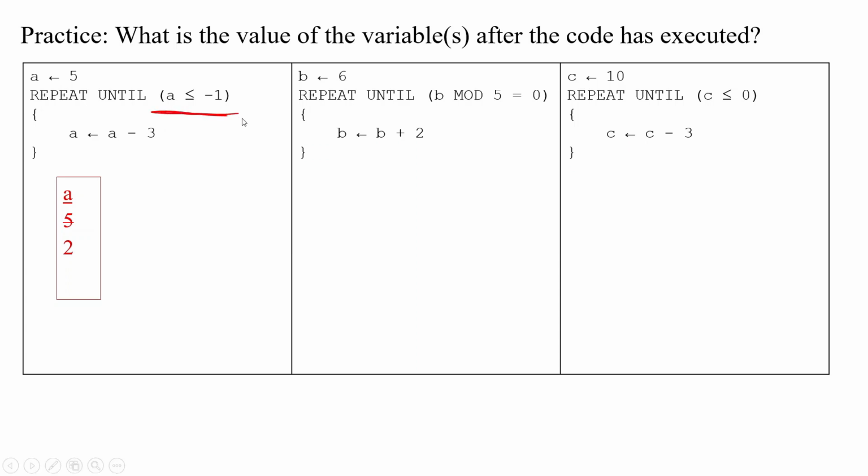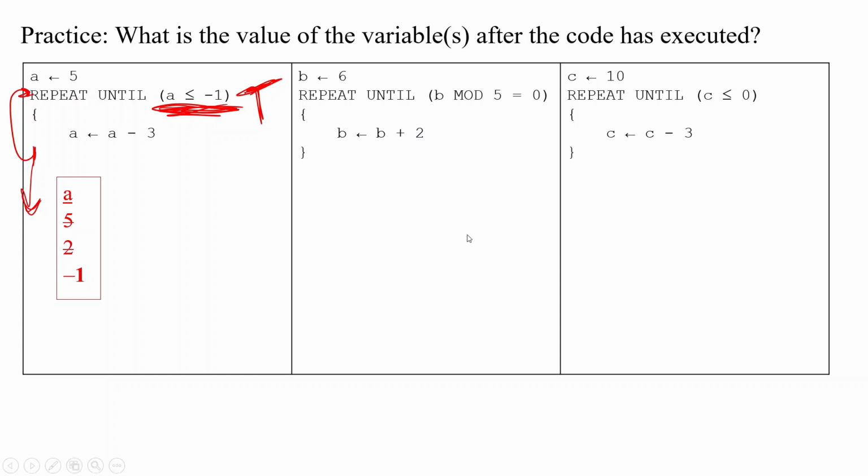I check back up. Is 2 less than or equal to -1? No, it is not. So I subtract 3 again. Is -1 less than or equal to -1? It's true. So that is when I stop. As soon as you reach the end, you come back up and check, and you can say, yes, that condition is true. You are done. Do not run the code again after you have decided that it's true. Once it's true, the loop ends and you move on with any other code underneath that loop.